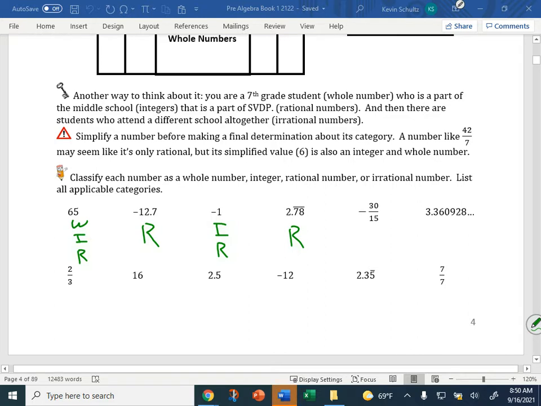Negative 30/15. This was kind of the first curveball I threw at you, potentially. Griffin? Nicely done. It's rational and an integer because negative 30 divided by 15, negative 30/15, equals negative 2. Okay, so when you simplify it, then it does also gain that integer status.